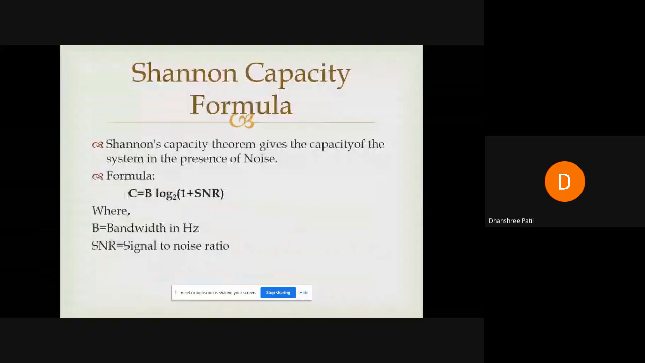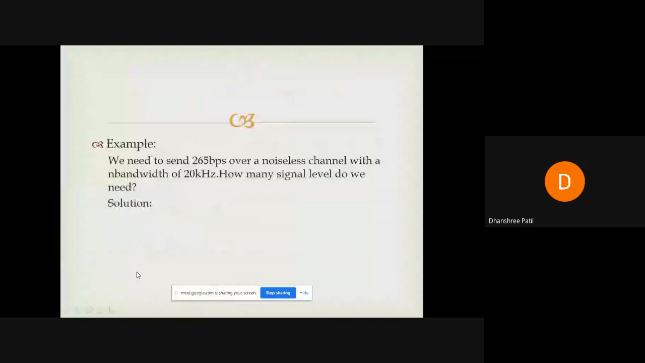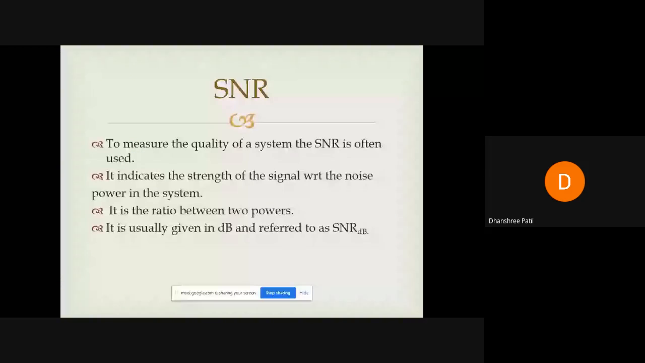So the next formula that we are going to see is the Shannon capacity formula. This formula is designed by considering that there is some noise in the channel. That is the consideration made by the scientist Shannon. So the Shannon capacity theorem gives the capacity of the system in the presence of noise. Already I have told you, the formula for this is C equals B log to the base 2 of 1 plus SNR. This term SNR we have already seen. What is SNR? It is nothing but the signal to noise ratio.